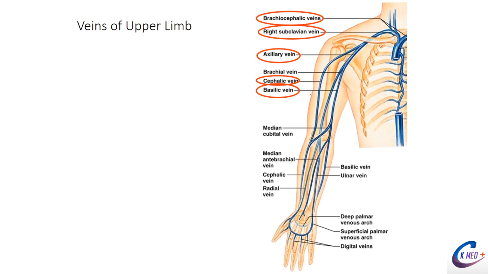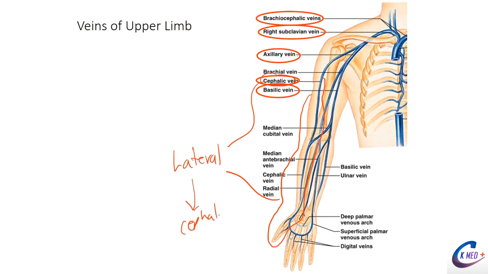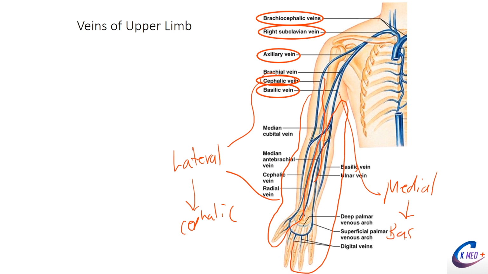So I'm going to do a nice circle of the arm. If I have the lateral part of the arm here, this is all going to drain into your cephalic vein. So lateral of your arm, it goes into your cephalic. Everything medial, like all the fingers here, medial forearm, medial arm, all these drain into the basilic. So medial goes to basilic veins. Okay, and that's pretty much all we need to know.